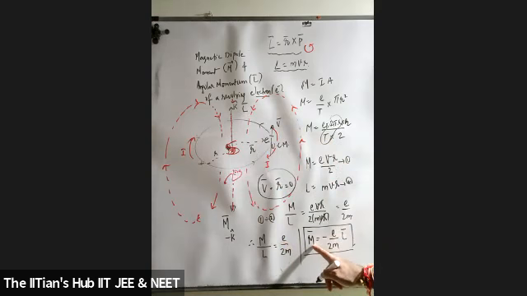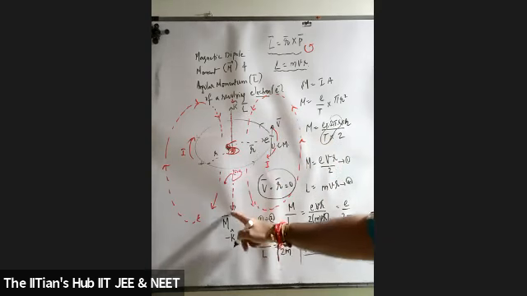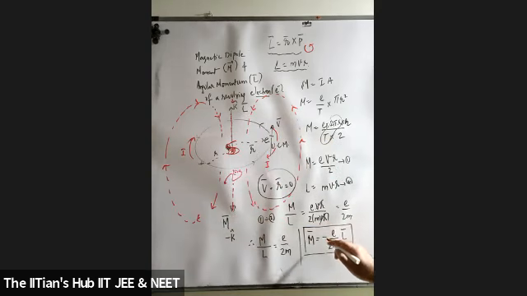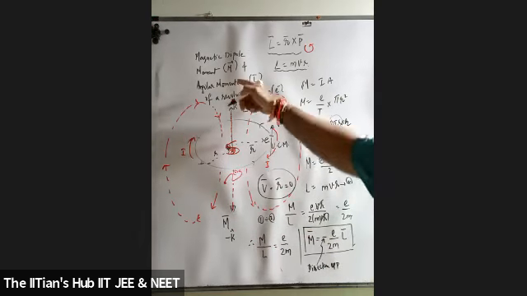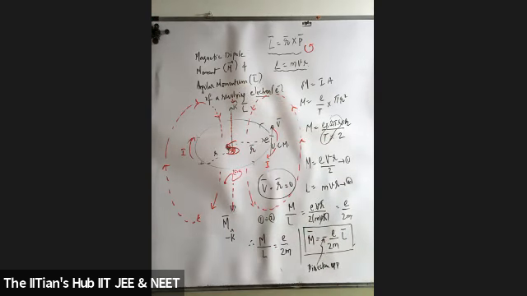Look over here: what is the magnetic dipole moment? It's in the direction opposite. The negative sign shows the direction is opposite to the angular momentum, which is along the positive z axis. Is this clear to all of you?